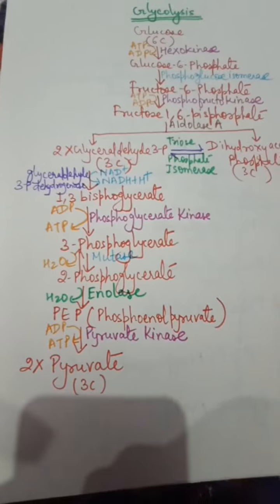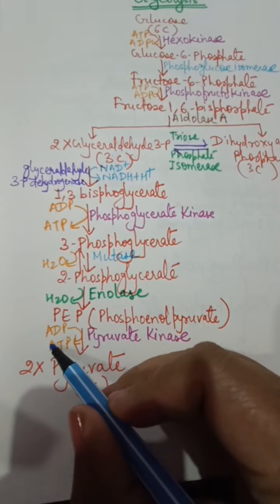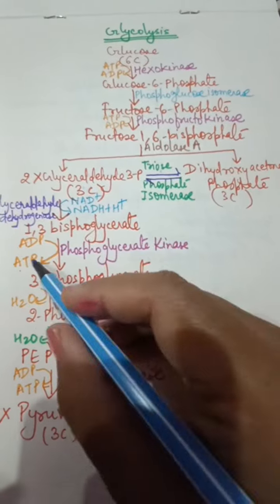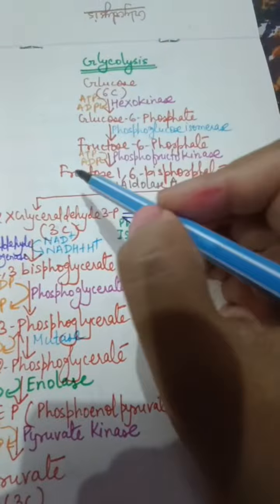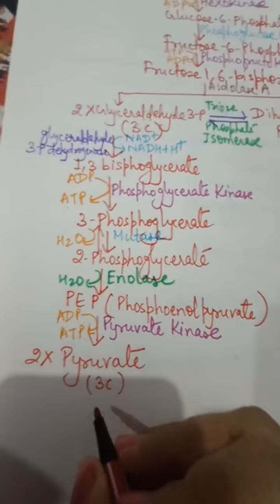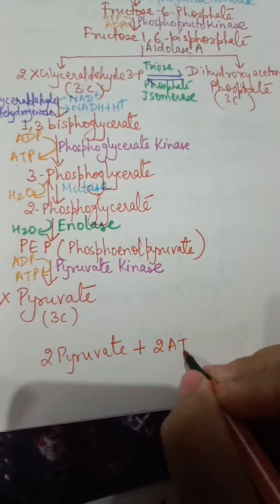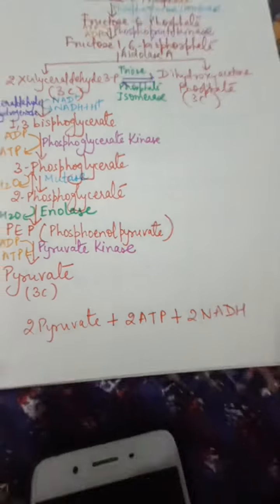Thus we get 2 pyruvate molecules, and we have 2 ATP molecules here, 2 ATP molecules here, and 2 NADH. So we have 4 ATP molecules, in which 2 are utilized initially. As a result, we have 2 pyruvate molecules, 2 ATP molecules, and 2 NADH molecules.